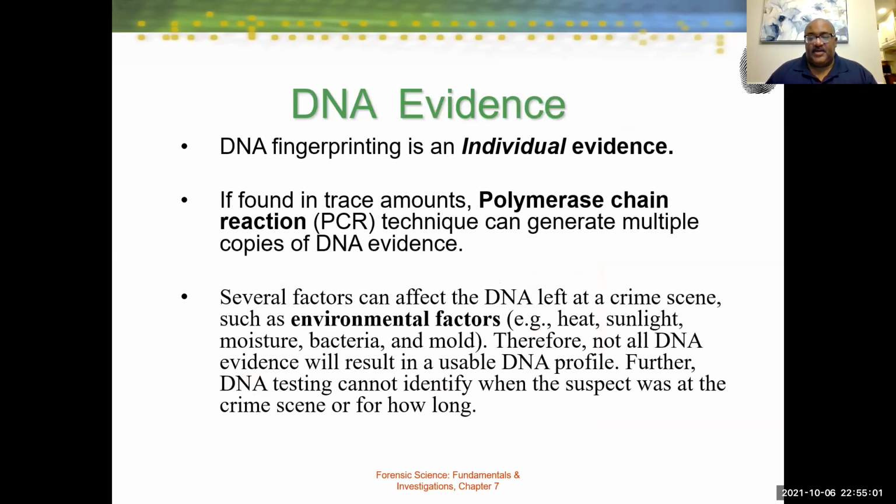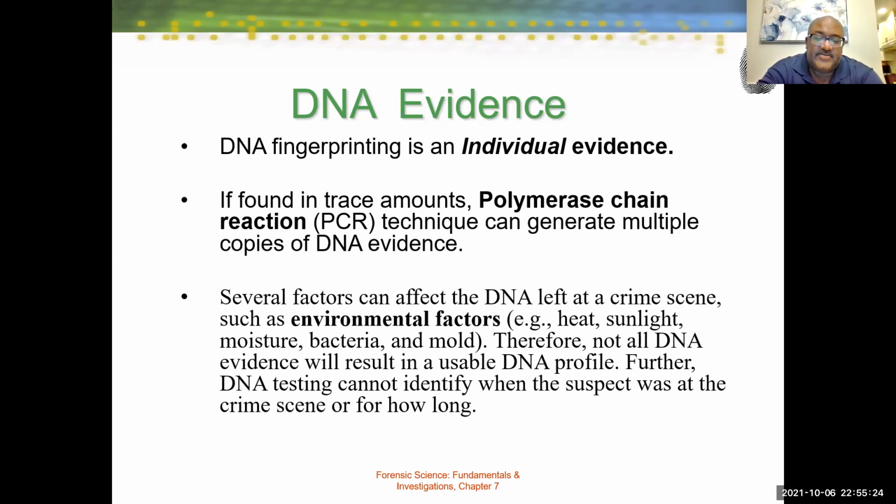DNA evidence is individual evidence, and it can tell basically whether one individual was there and involved with what happened at the crime scene and one was not. Not to get too deep into technical terms, but one of the things you need to know is the polymerase chain reaction technique, which can generate multiple copies of DNA evidence.